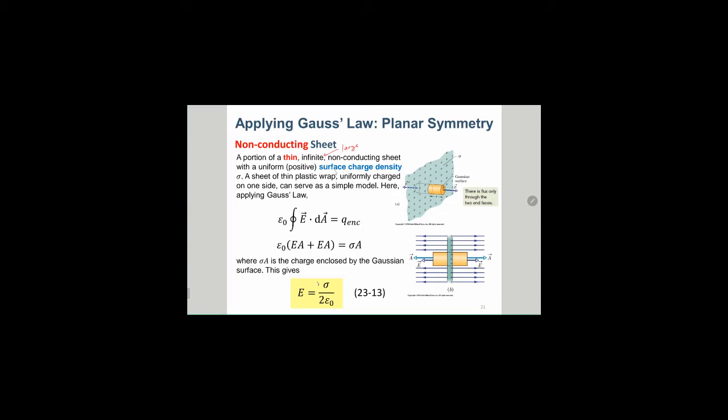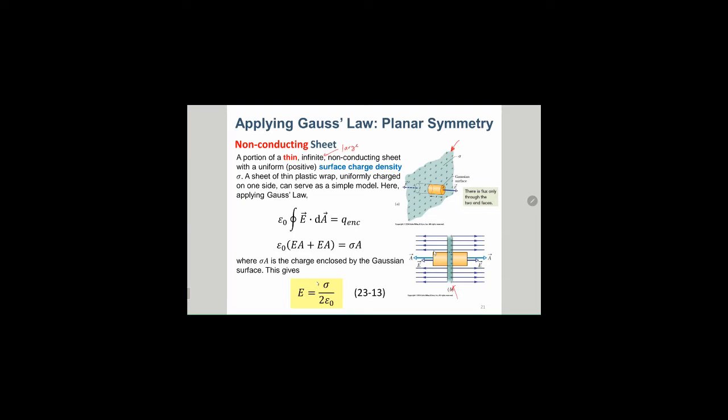So a sheet of thin plastic wrap uniformly charged on one side can serve as a simple model. Here we apply Gauss's law. Here we assume this is a 3D view, and this one is something like the cross section. This one is the non-conducting sheet with a positive charge. So it will generate the E field in the space.